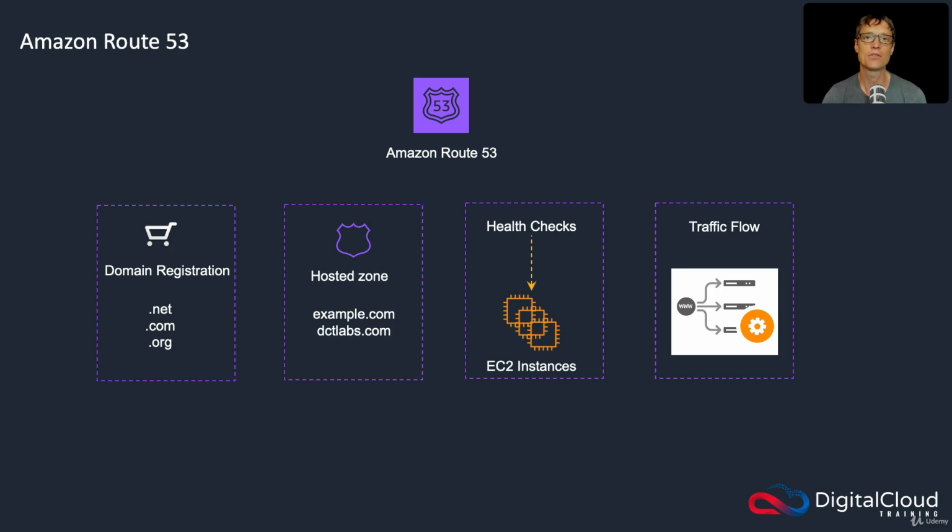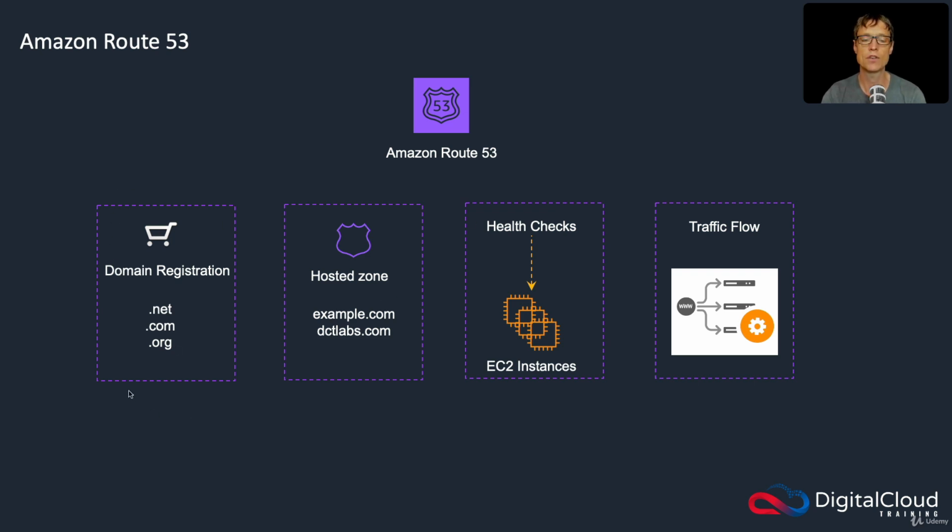Hi guys, over the next few lessons we're going to cover Amazon Route 53. So Route 53 is primarily a DNS service, a domain name system service, and we'll have a refresher on what that means in a moment. But it also does some other things.